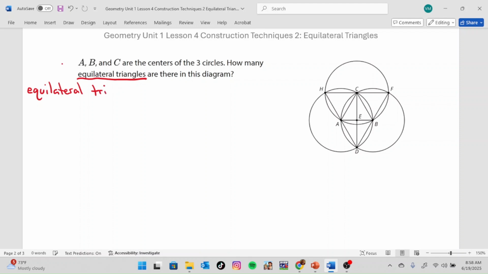So an equilateral triangle is when all sides and all angles are the same.